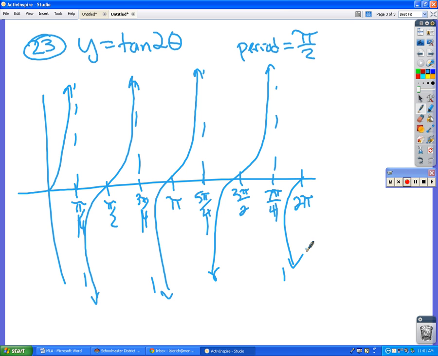Which should make sense to you because if we're going at an interval from 0 to 2 pi, however 2 goes into 2 pi 4 times. So we're going to be able to get 4 complete cycles of the graph in that interval. Okay? That's nice. Thanks, man.